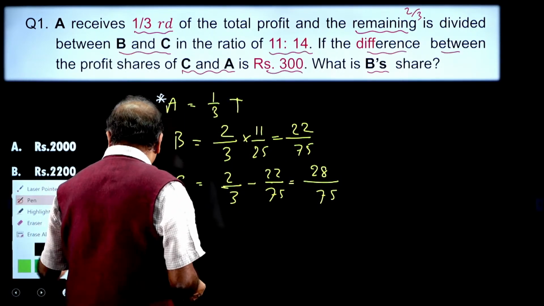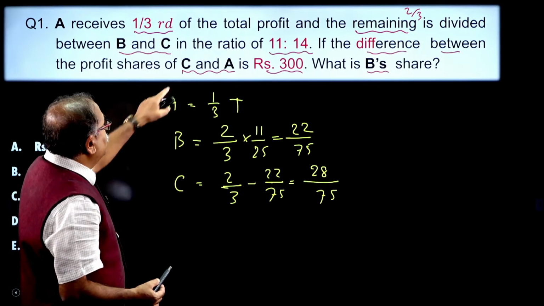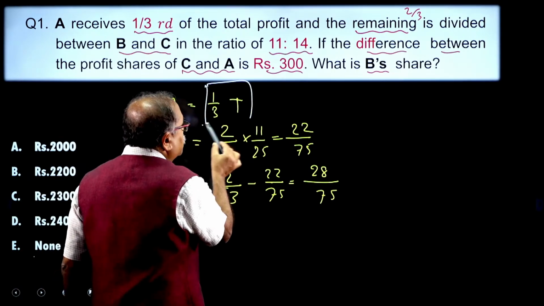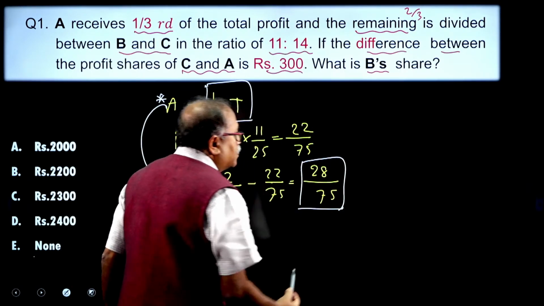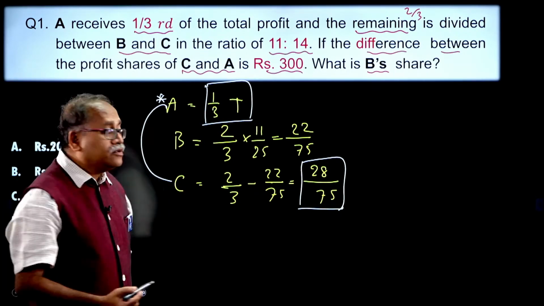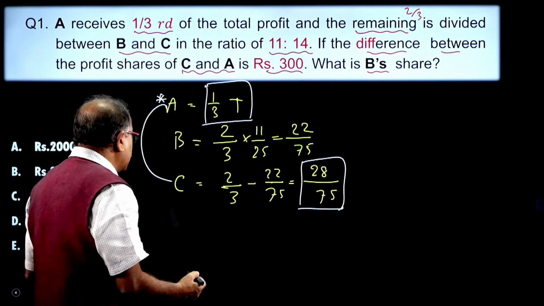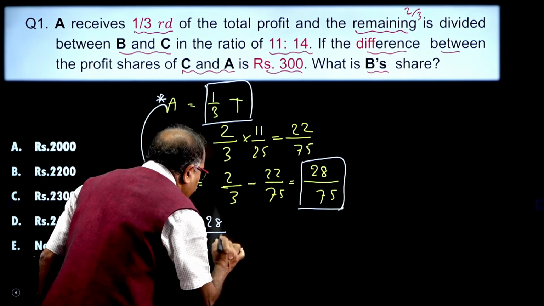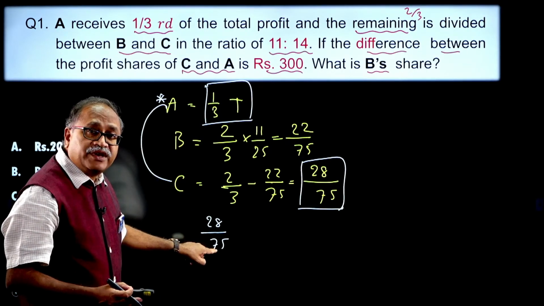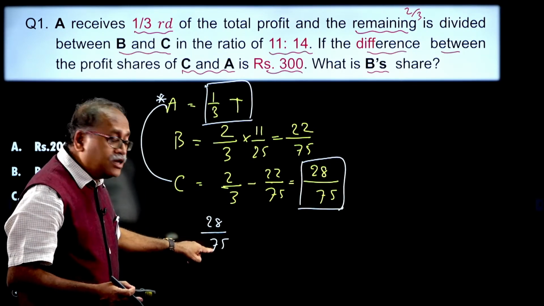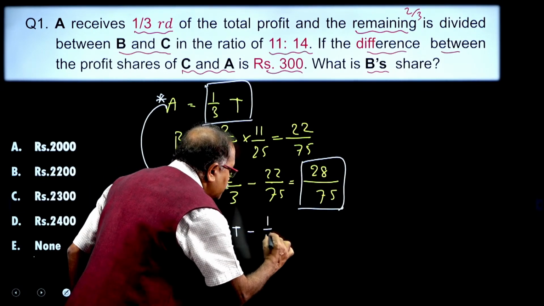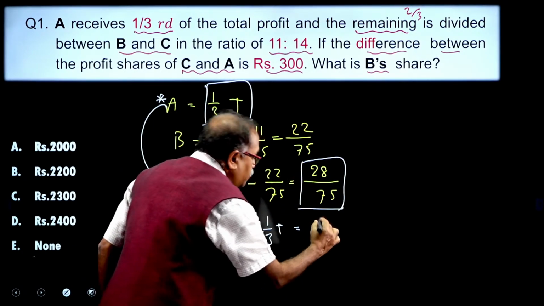Some of you will definitely be able to answer the question, my dear friend. The difference between C and A is given, the difference between these two. So, what is A? 1/3 of the total. What is C? 28 by 75 of the total, and the difference is 300. Can I continue this process of solving the question? So, 28 by 75 is greater than 1/3, because if this is 25 by 75, then it is 1/3, but this is 28 by 75, greater than 1/3. So, 28 by 75 of total minus 1 by 3 of total is equal to 300, as given to us.